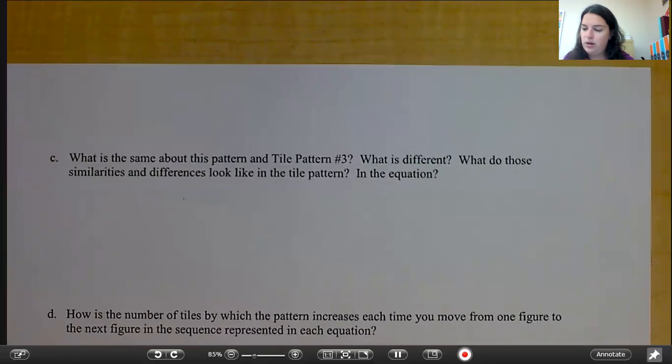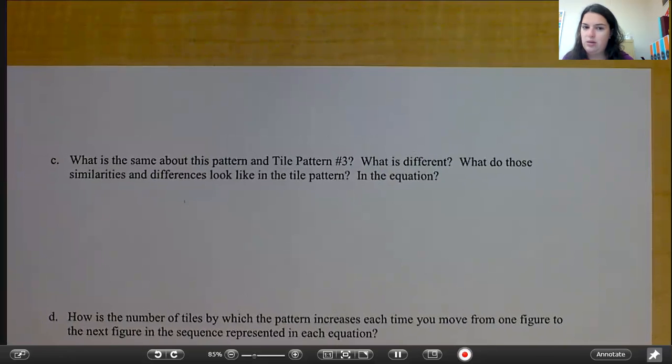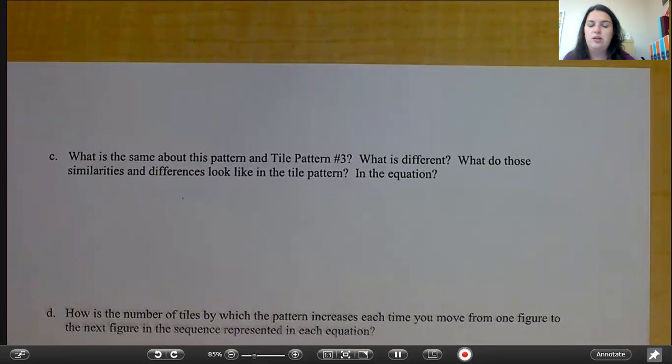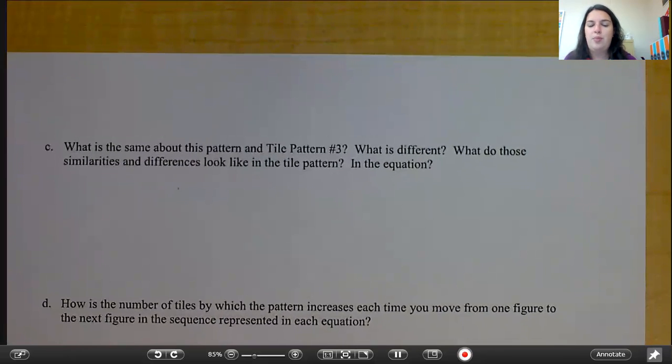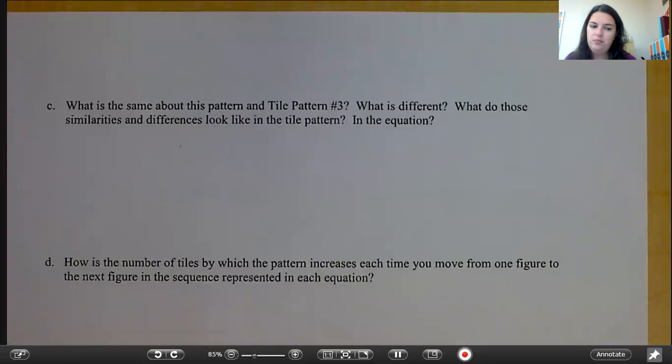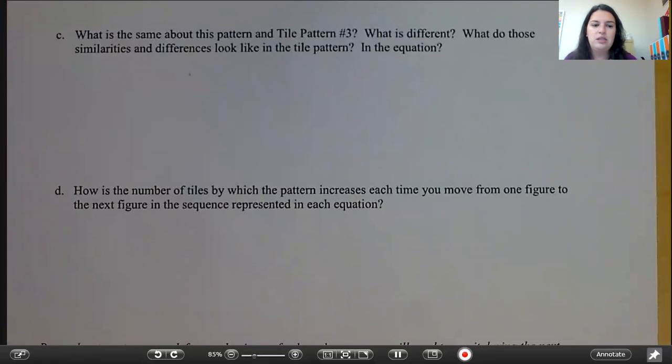Part C says, what is the same about this pattern and tile pattern number 3? What is different? What do the similarities and differences look like in the tile pattern and in the equation? And part D says, how is the number of tiles by which the pattern increases each time you move from one figure to the next figure in the sequence represented in each equation? So you're going to finish problem 415, and this is something that we are going to save and talk about in class.